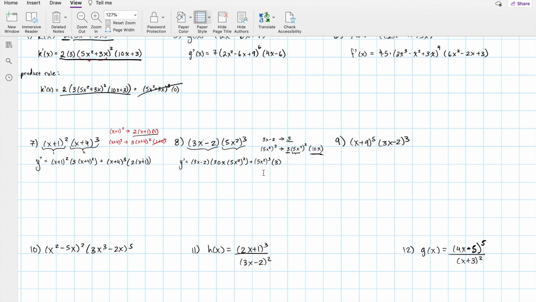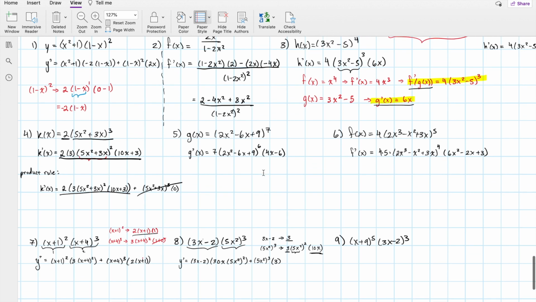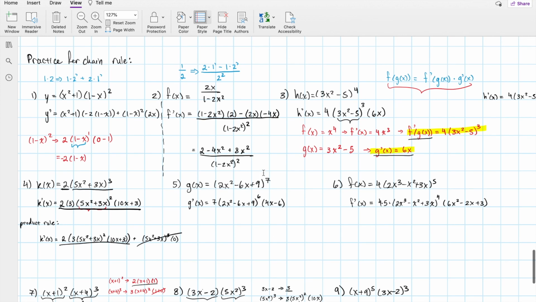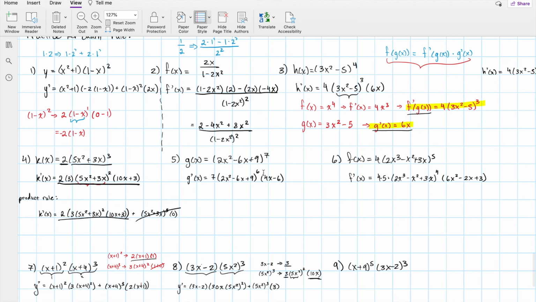Number 9. Same idea, we've done practice like this before as well. I think it was, say, where was it? Yeah, I guess question 7 as well. So I'm just going to zoom by it. So we have (5x plus 9) to the 4 times (3x minus 2) cubed plus (x plus 9) to the 5 times (3x minus 2) squared times 3.